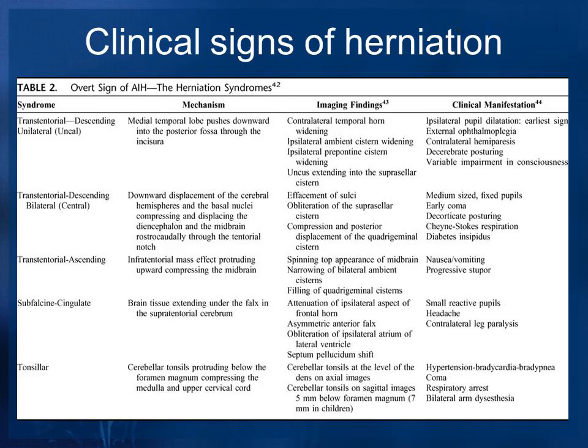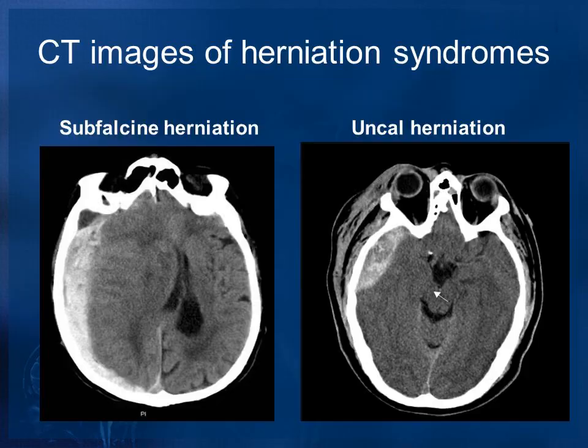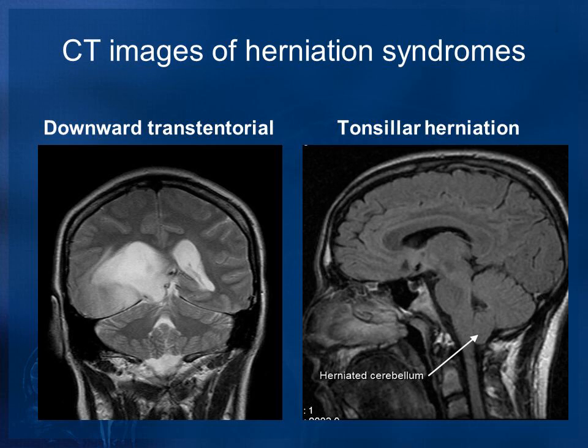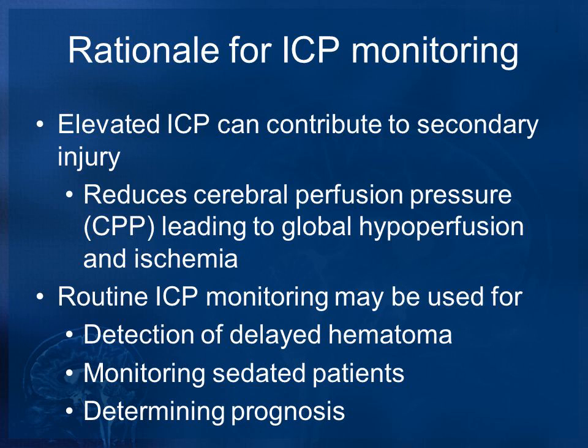Clinical signs of herniation. CT images of herniation syndromes: subfalcine herniation, uncal herniation, downward transtentorial herniation, and tonsillar herniation.